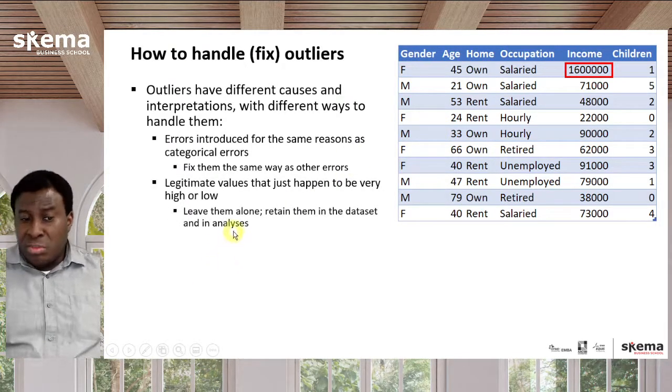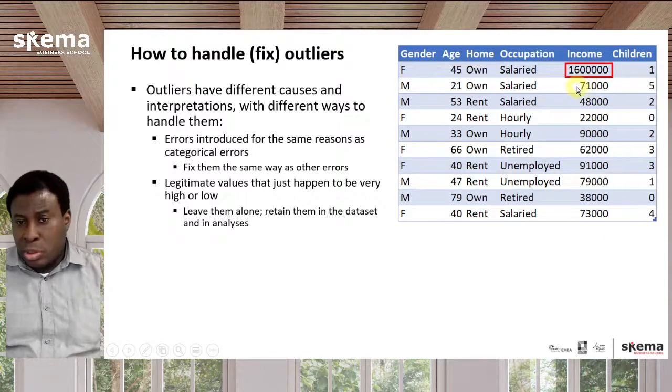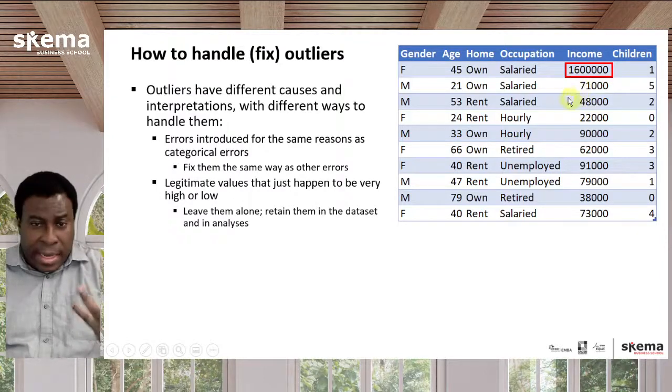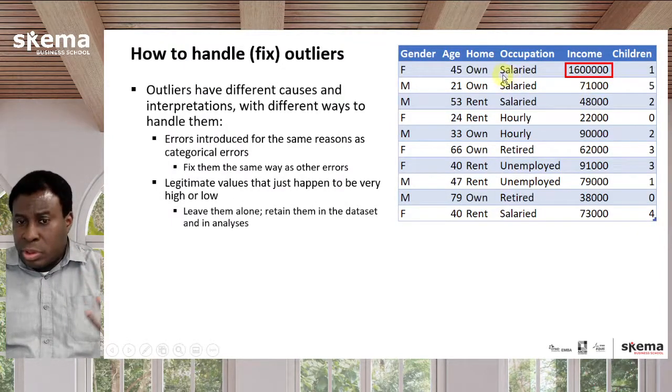Sometimes it's a legitimate value. It just happens to be very high or low. So it could be that in your data set, you do have a millionaire. Yes, it happens. And you say that's fine for a data set, that it's the true data, its characteristics. So you just leave it there.